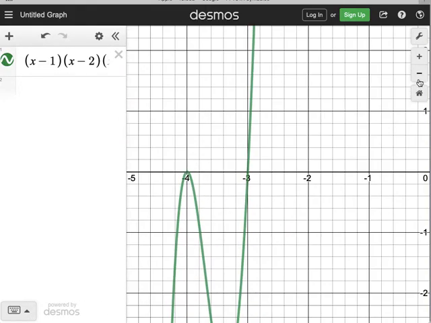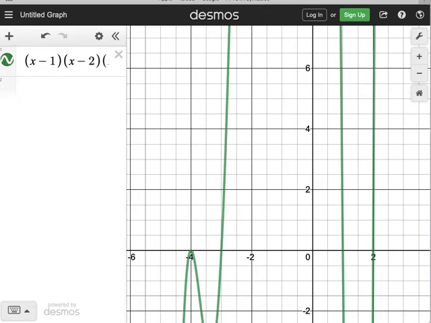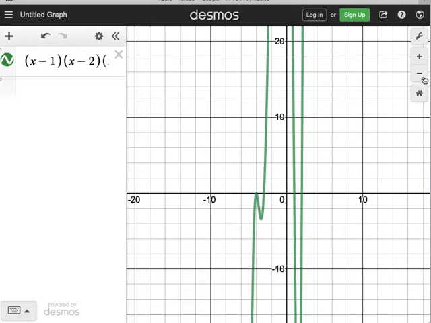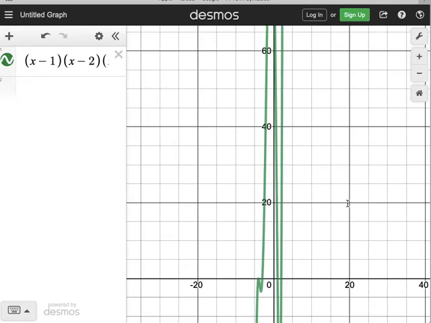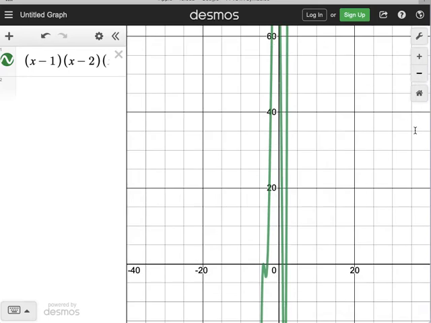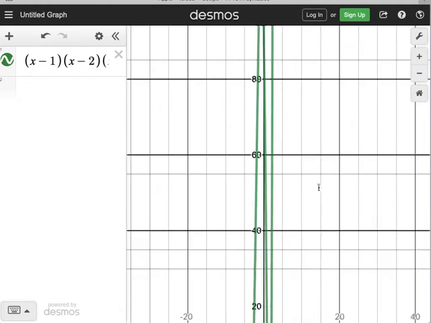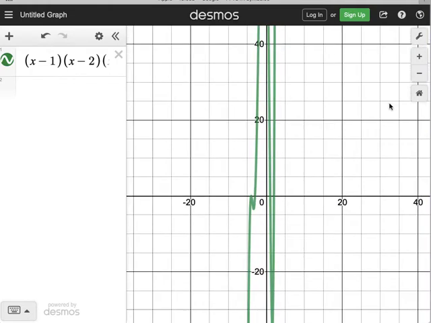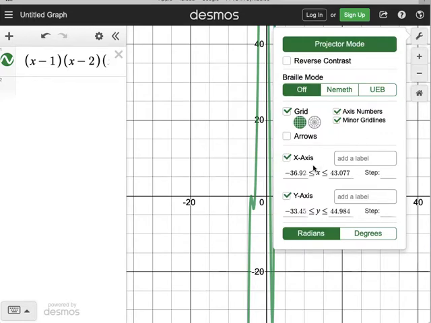And so if we zoom out, we can see our whole picture. Oh, see, there's more to our picture right there. Oh, look at that. If we zoom out, wow, it goes way up there, doesn't it? So in this case, if it goes way up there, what I can do, if I want to get a better picture, is change my scale.